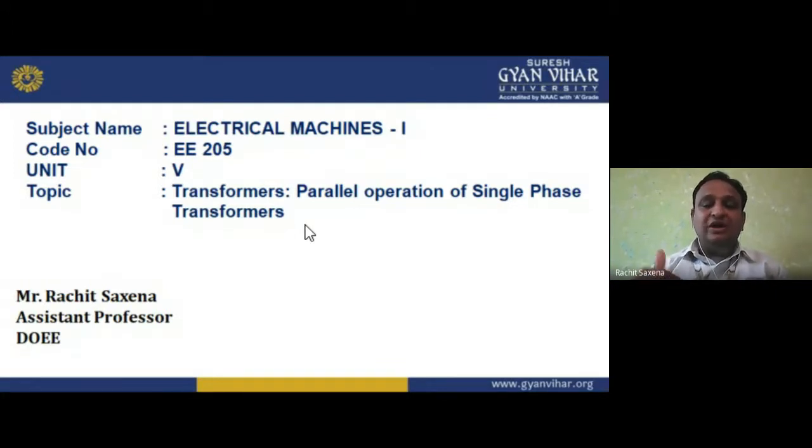So the induction motor we are going to study in the next semester, or we can say in electric machines too. But in this semester we are going to study the DC motor. So we have the DC motor, and we have the DC generator. But nowadays the DC generator has become obsolete. Why has it become obsolete, my dear students?